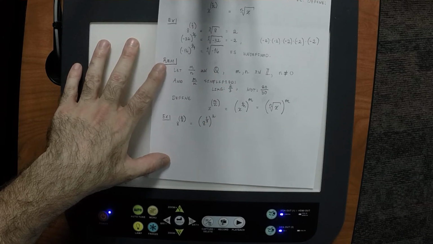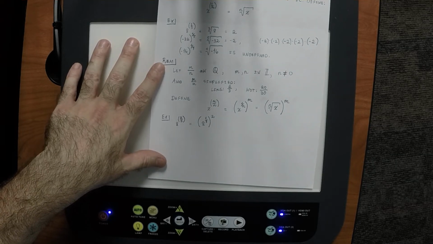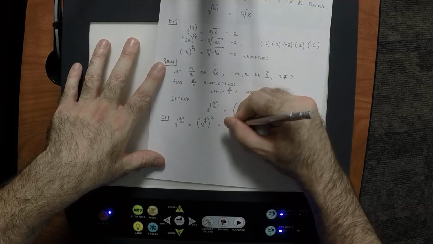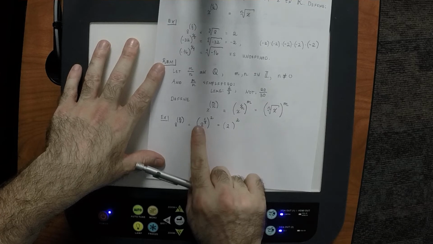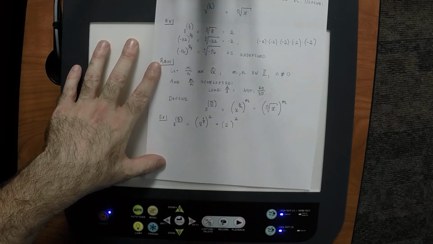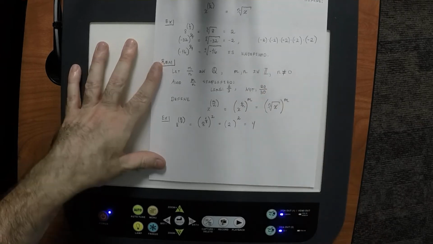Well, what is 8 to 1/3? It's the cube root of 8, which is 2. So that means that this is 2 to exponent 2. All I did was copy those big parentheses there, and what goes in there is that 2. And now 2 squared, okay, that's 4. Any question about this one?